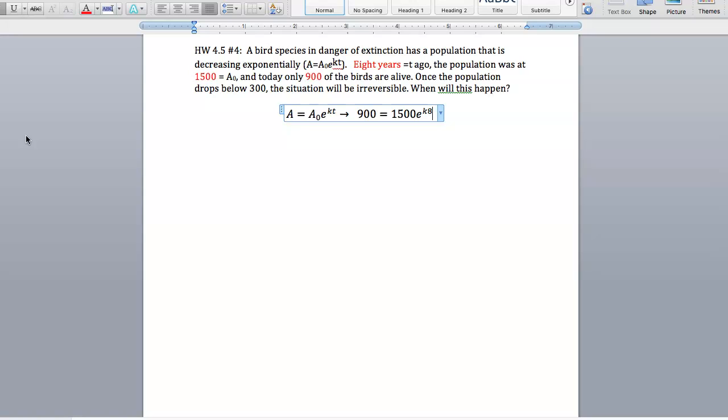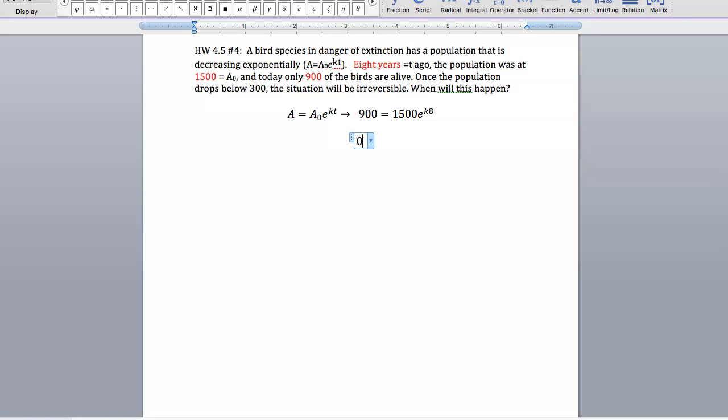Once we get to here, it's just like solving, because it is, solving an exponential equation. Next thing I'm going to need to do is divide both sides by this 1500 to get the exponential term by itself. 900 divided by 1500 is 0.6 equals, and I have e to the 8k. I just feel backwards putting the k in front.